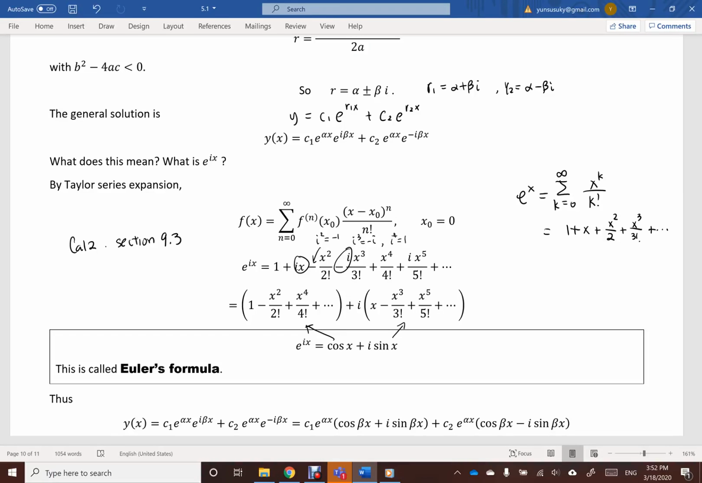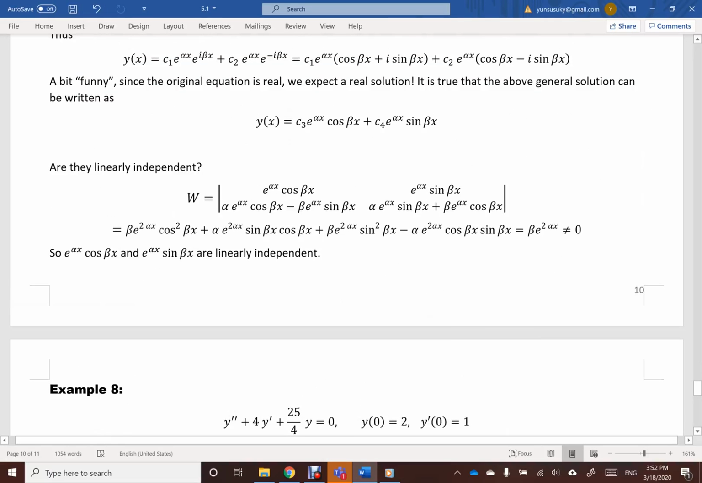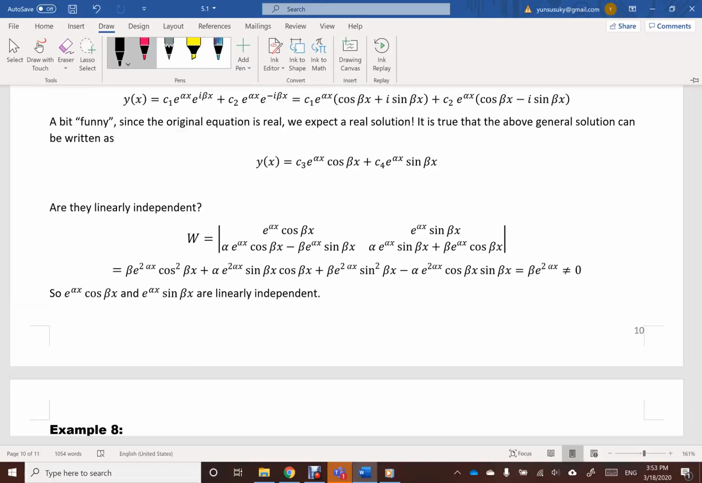Alright, so we have figured out e to the ix is cosine x plus i times sine x. This is called Euler's formula. Okay, now magic. You can see our solution. Let me use a different color.